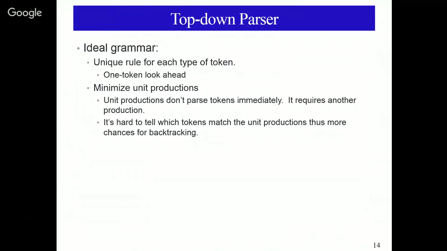If you have unit productions in your grammar, they don't really parse tokens immediately. It requires another production. So you're merely jumping to a production and you have to go do another one to actually parse any tokens. The reason unit productions are in the grammar is because they help us organize and classify what type of thing we're looking at. For instance, a statement could be an if statement, a while statement, a return statement, and those could be the unit productions.